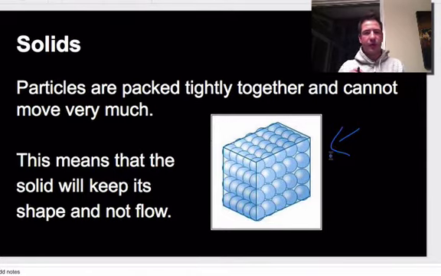Like if you pour water into a bowl, the water fills the bottom portion of the bowl, based on the volume of water you've dumped in. Right? But if you dump, say, an ice cube in there, well, there's going to be gaps in between because it doesn't fill the shape. But that's because the particles are packed so tightly together and they don't move very much. So a solid is going to keep its shape and it's not going to flow. Okay, that's important to know.